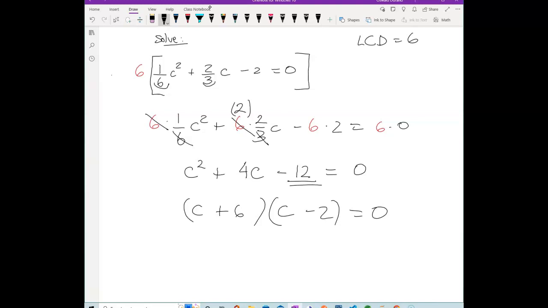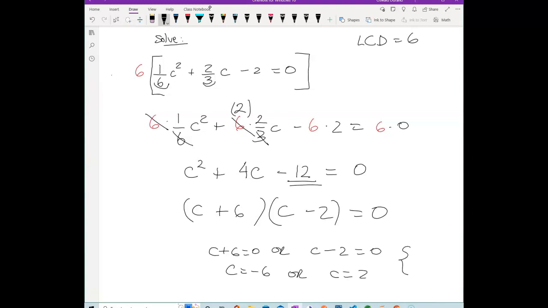Those two factors are going to be set to 0. So we get, no, that's not what I did. I should have done c plus 6 equal to 0 and c minus 2 equal to 0, which means that c is equal to negative 6 or c is equal to 2.